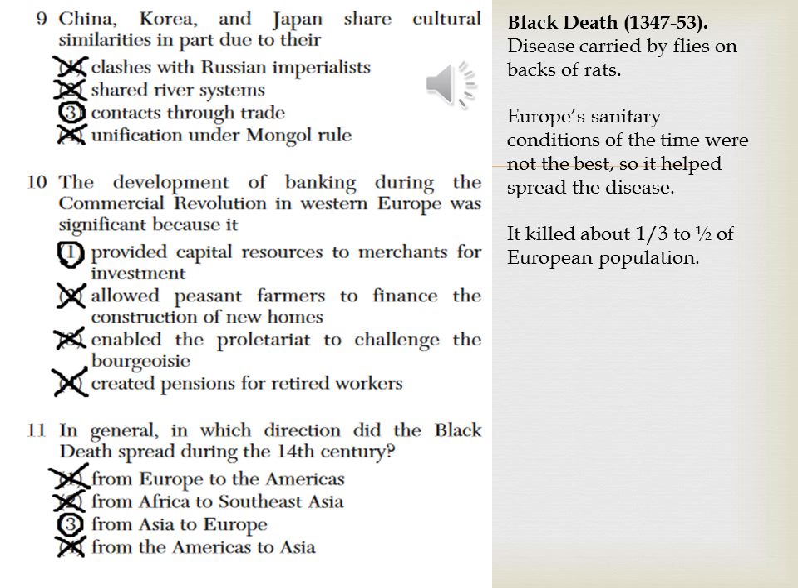Question number 11. In general, which direction did the Black Death spread during the 14th century? Is it 1, from Europe to Americas? Is it 2, from Africa to Southeast Asia? Is it 3, from Asia to Europe? Or is it 4, from Americas to Asia? It's 3, from Asia to Europe. In the year 1347, some of the ships arrived in Italy, merchant ships that came from Asia, and they brought the Black Death, also known as bubonic plague, to Europe. It was the disease carried by flies, on backs of rats.